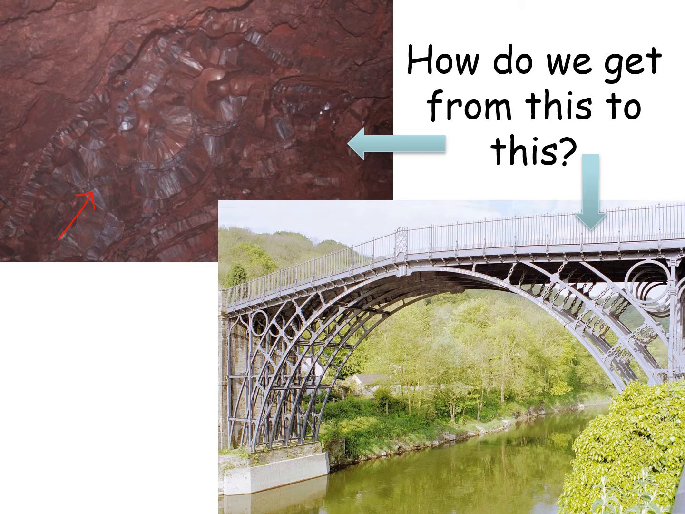And how do we get from that rock to the iron that we can use to build things like this bridge here? I think that's Iron Bridge, from a place called Iron Bridge. So how do we get from the rock to the metal that's really, really useful for us and we use to make all sorts of different things? Maybe you've already got some idea how this happens, but let's have a look at this in more detail.